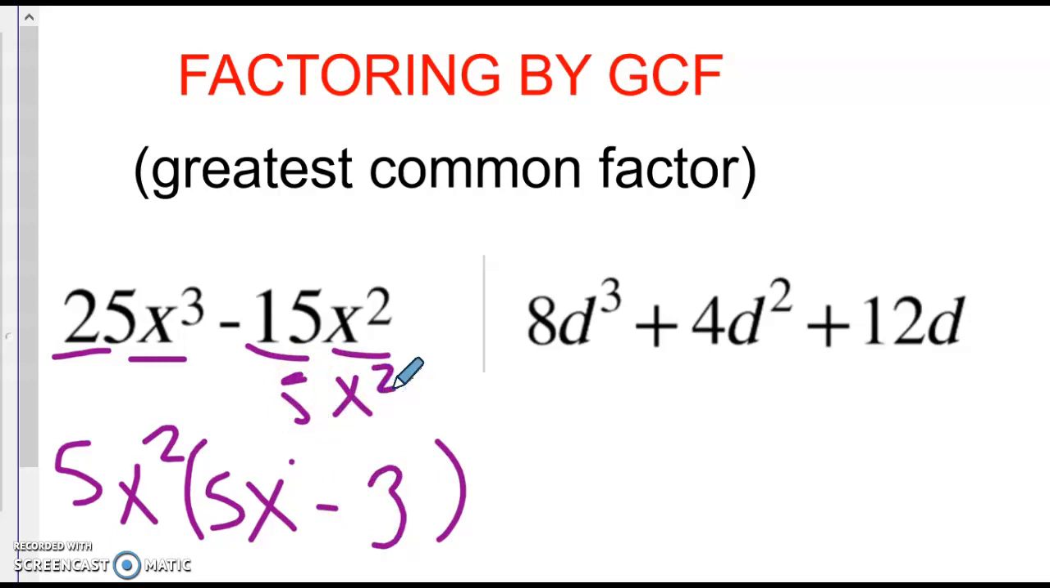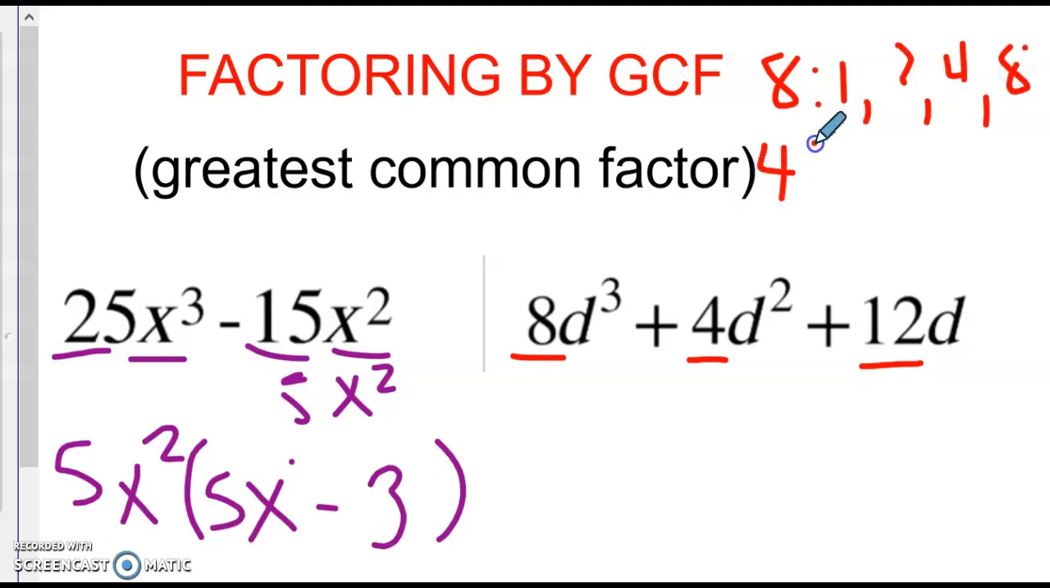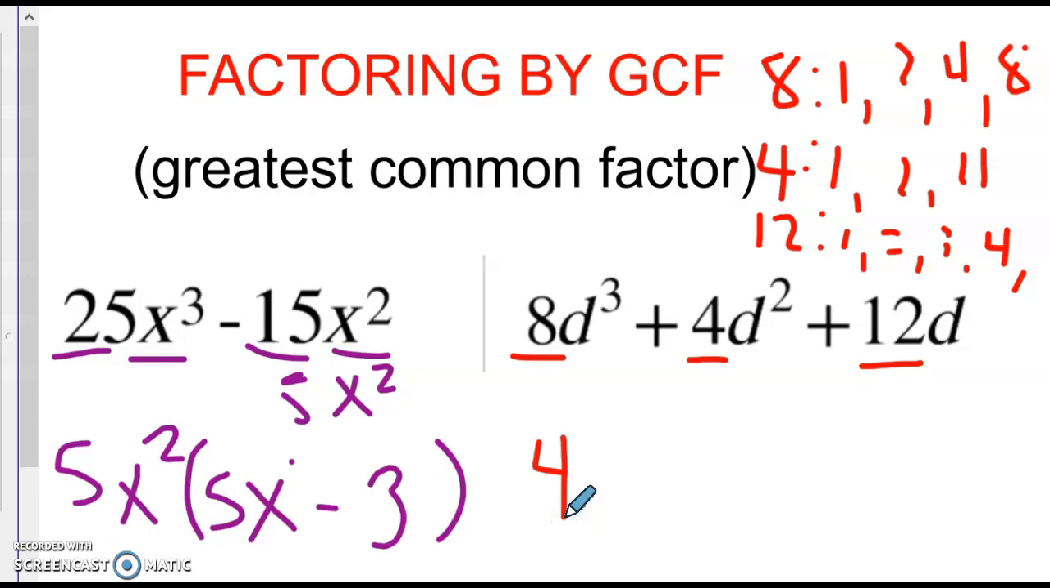All right, let's look at this trinomial now. I have 8d cubed plus 4d squared plus 12d. I'm going to look at my coefficients first. 8, 4, and 12. I could list the factors if I want. 1, 2, 4, and 8. For 4, I have 1, 2, and 4. And for 12, I have 1, 2, 3, 4, 6, and 12. But I know that 4 is the greatest common factor, so I'm going to pull out a 4.